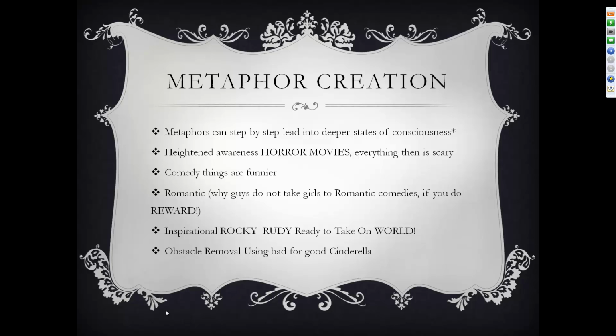And metaphors and stories can lead people step by step into deeper states of consciousness. It's what movies do. It's what books do, right? And it can cause a heightened awareness, right? It doesn't have to be relaxed. It can be heightened. Think of a horror movie. You know, when you're watching a horror movie, everything after that is scary. And it doesn't have to make sense. People think too much, right?